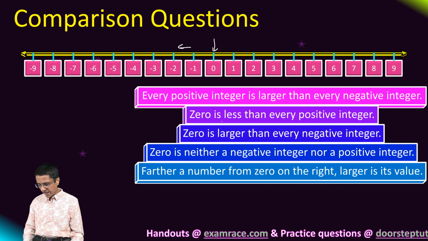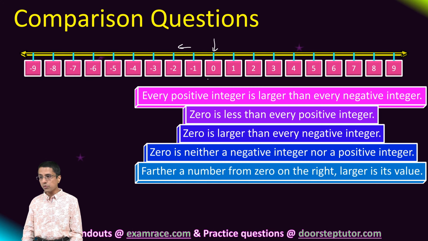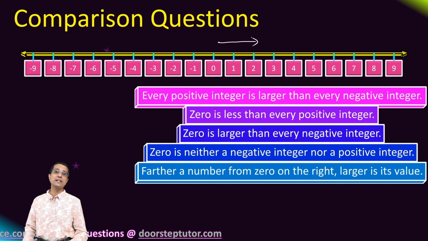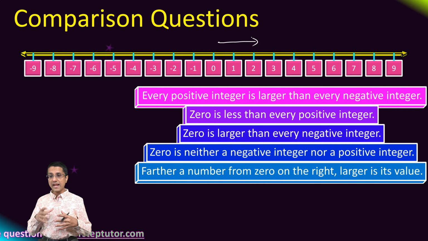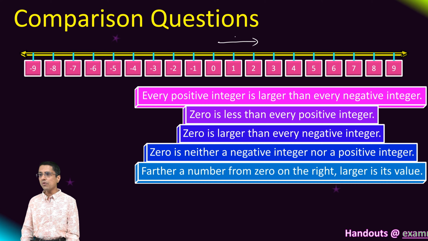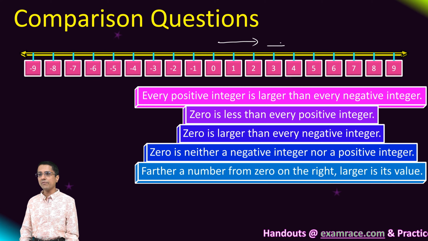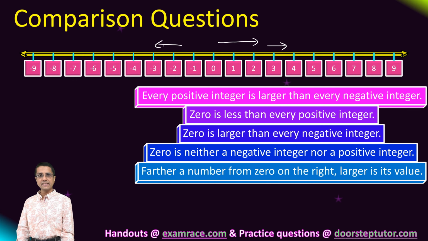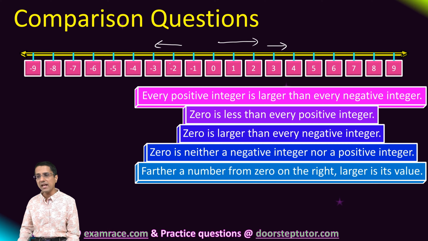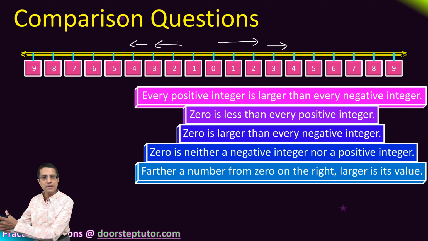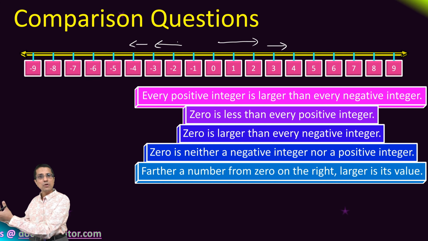If I go further away from 0 towards the right, I encounter bigger and bigger numbers. The value of the number becomes larger and larger as I go further away towards the right from 0. The numbers reduce in value as I go further to the left of 0. The further I move from 0, I'll encounter smaller and smaller numbers.